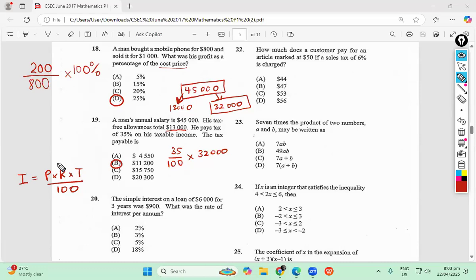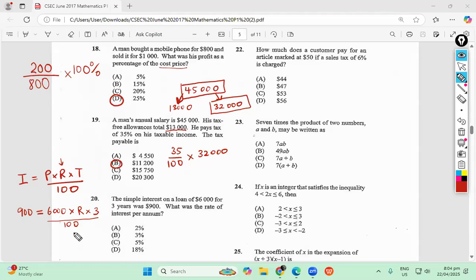They want us to find R, right? And they give you all the other values. The simple interest on a loan of 6,000: the loan is the principal and the 900 is the interest. So you put the 900 here. The principal is 6,000. The rate is what you want to find. The time is 3 years, divided by 100.